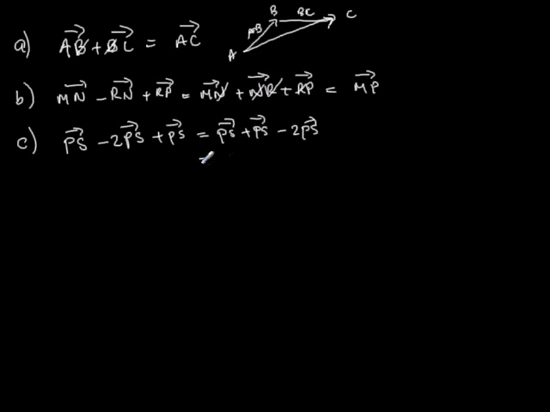And this is just 2PS minus 2PS. And this is really simple. You've got something subtracting, and you subtract it, take it all away from itself. So what you're left with is the 0 vector, right? Because when you add or subtract vectors, you're supposed to get a vector. So I can't just write 0, I have to write the 0 vector.